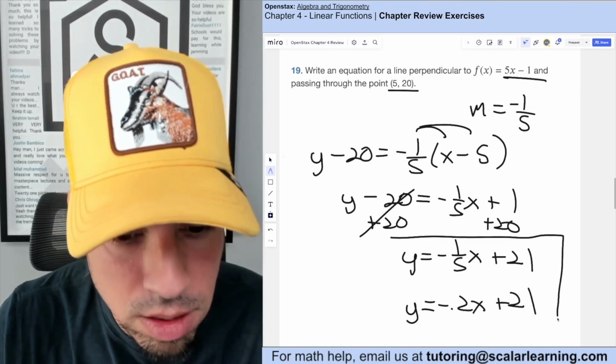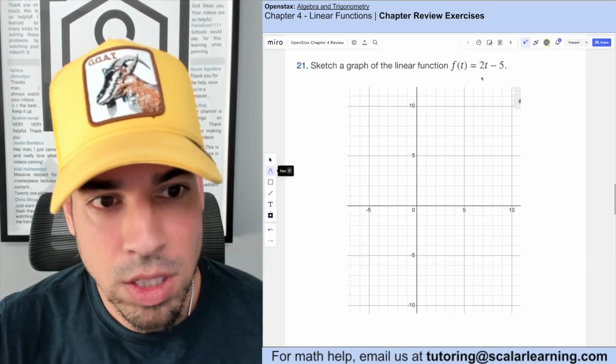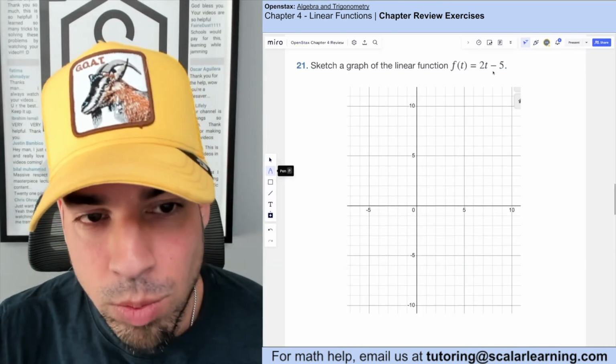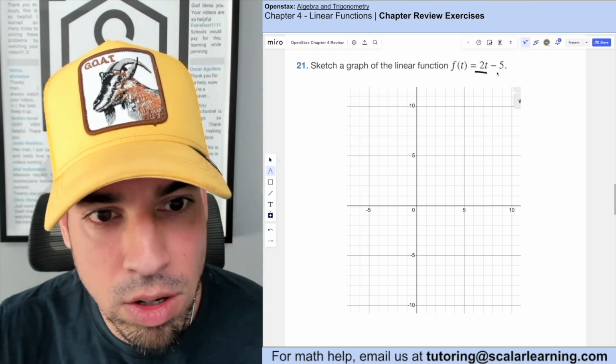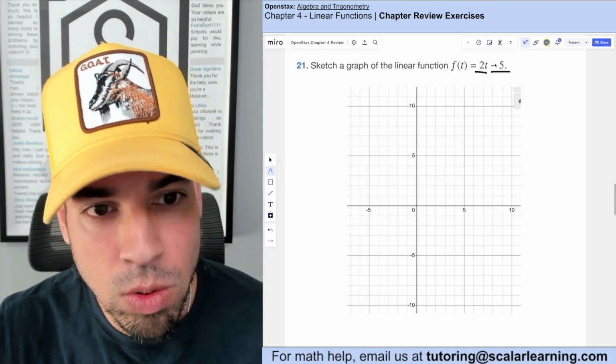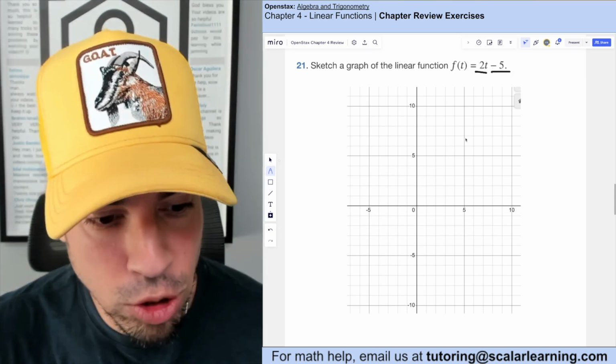Both are correct. Boom, done. So for this one, it says sketch a graph of the linear function, and we have two things. We have the slope here, and we have the y-intercept here. So using those two pieces of information, we're going to graph it out.